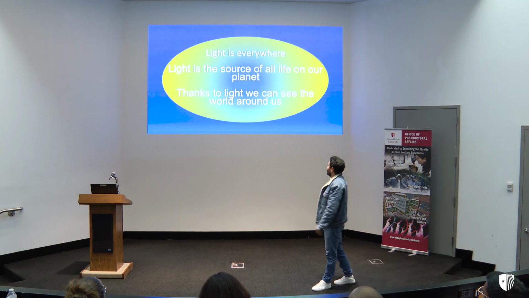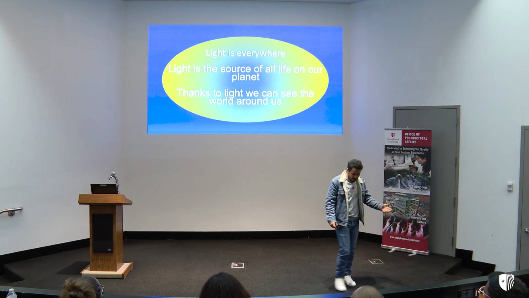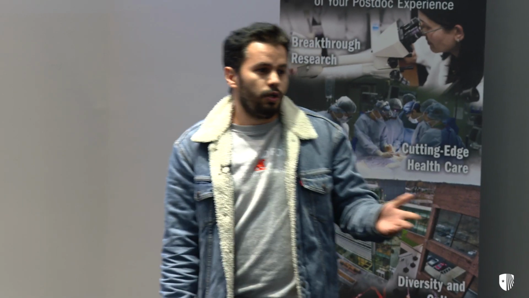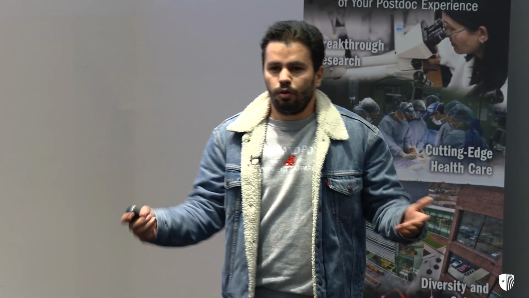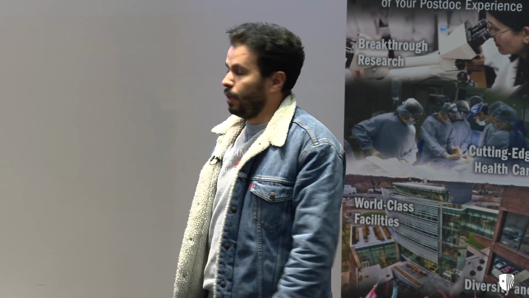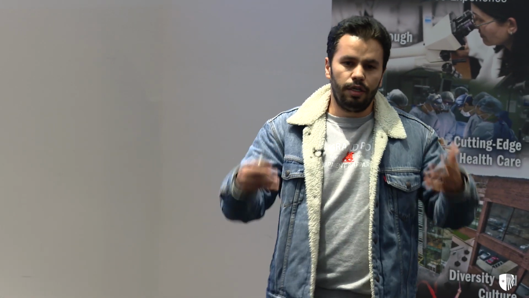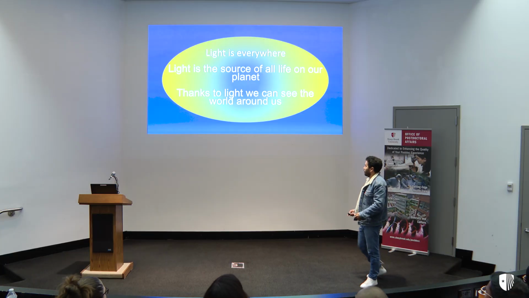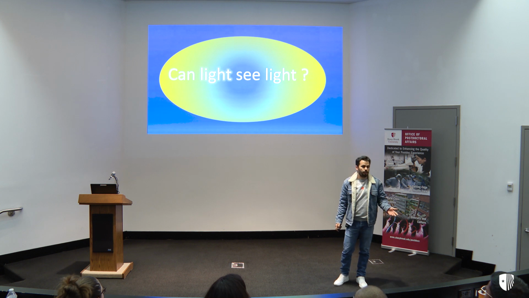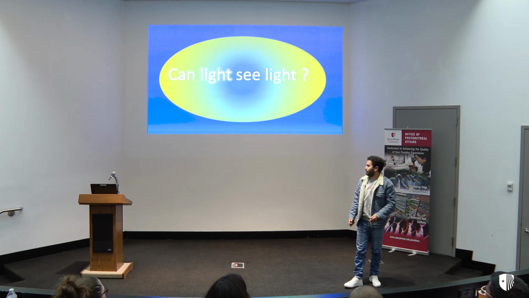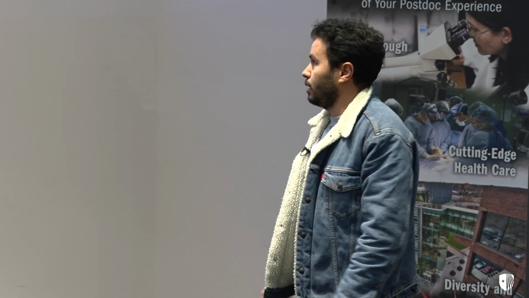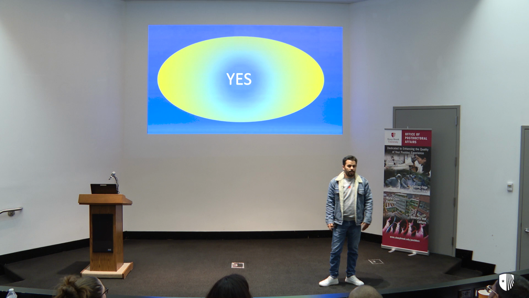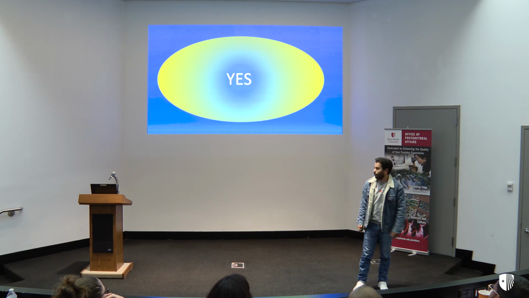Thank you. So light is basically everywhere, and light is also the source of all the life on our planet. Thanks to light, you can see all the awesome and cool objects that we have on planet Earth. How that happens is that those objects reflect light into your eyes. But did you ever wonder if light can see light? Or, in the physics world, can light actually interact with light? The simple answer to this question is yes. But now you are probably wondering, but how?